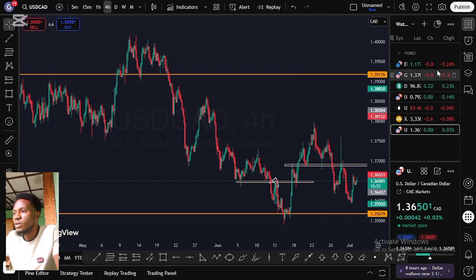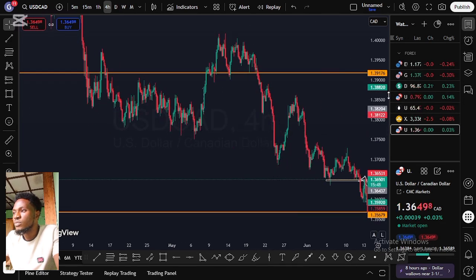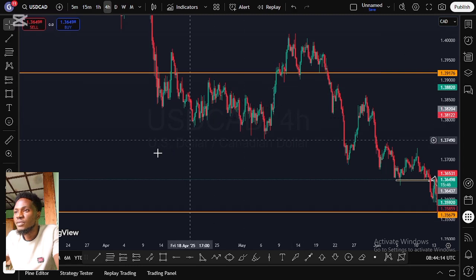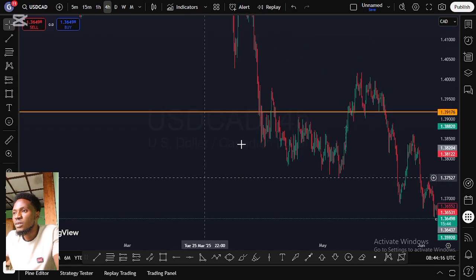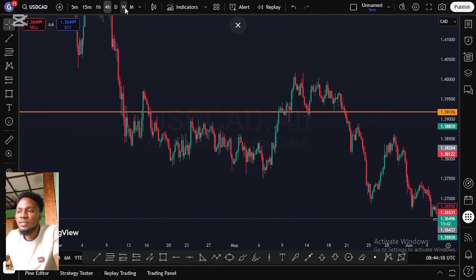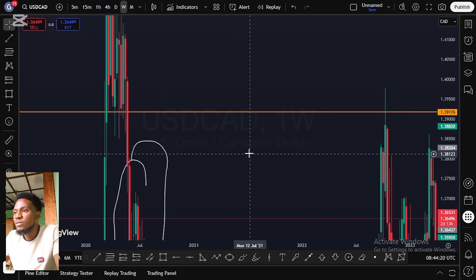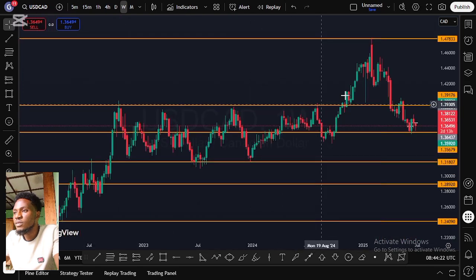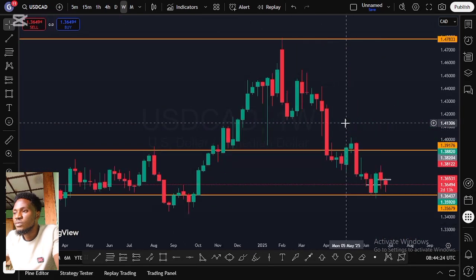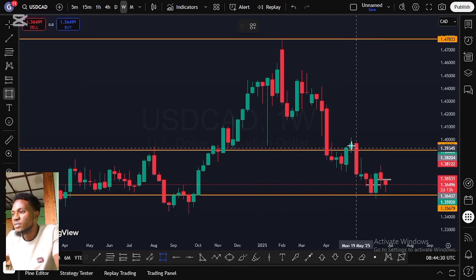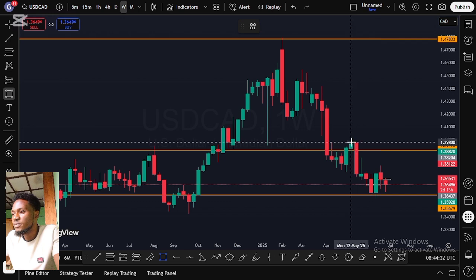Okay, so for example, what do we have here now? Let's go to the weekly. So this is a weekly candle. Let's go ahead and circle it out. So let's say this is a weekly candle.